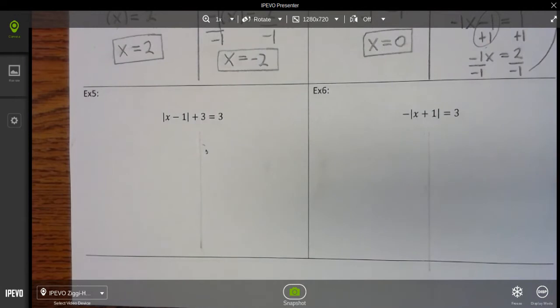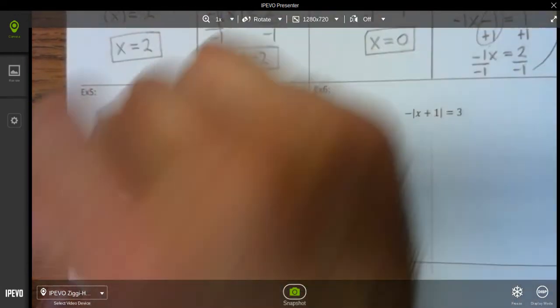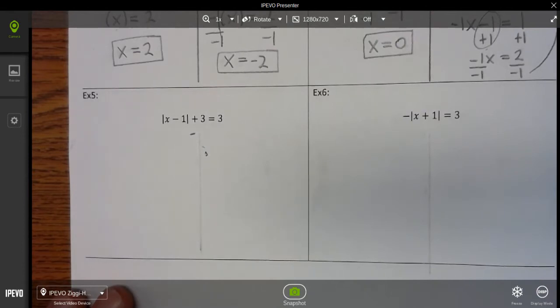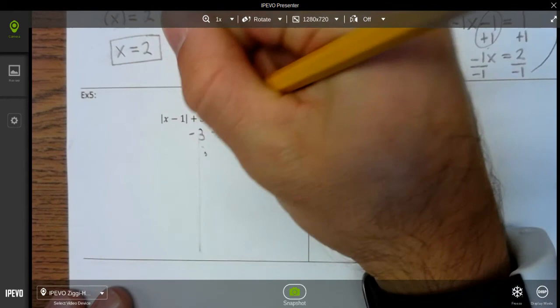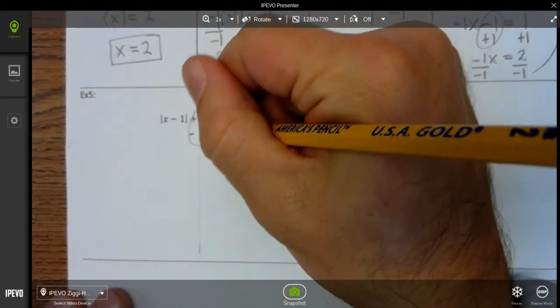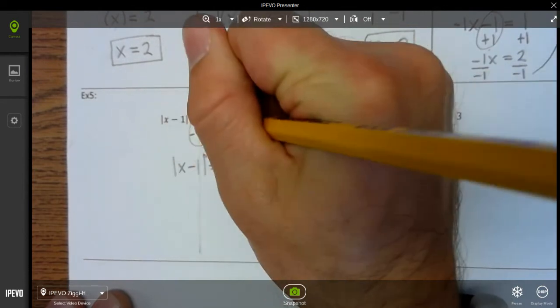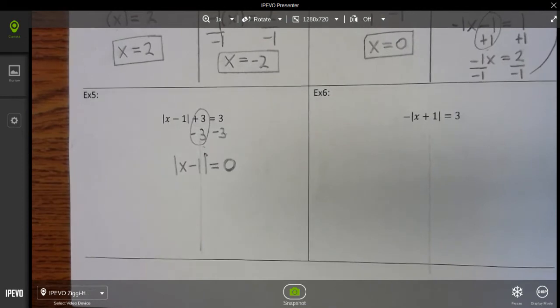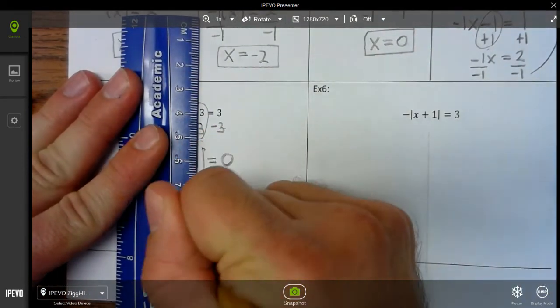First step, isolate the variable. Or I should say, isolate the absolute value. I misspoke there. Isolate the absolute value. So subtract 3 from both sides. 3 minus 3 is 0. So you get the absolute value of x minus 1 equals 3 minus 3, which is 0. Now the absolute value is isolated, so we're going to apply the definition.